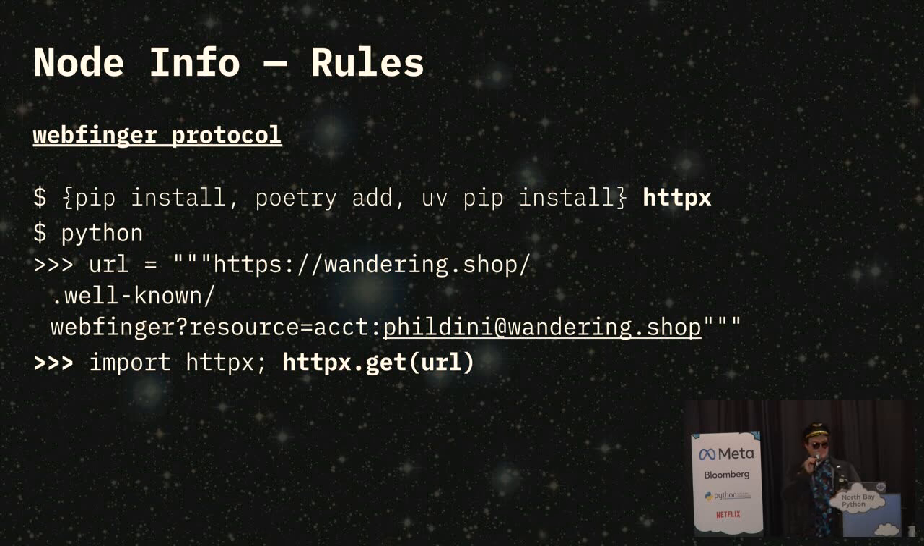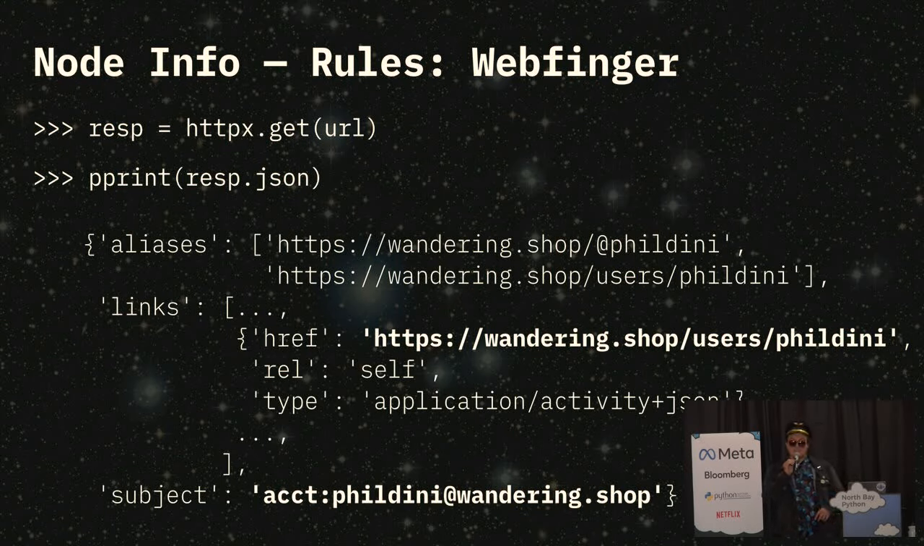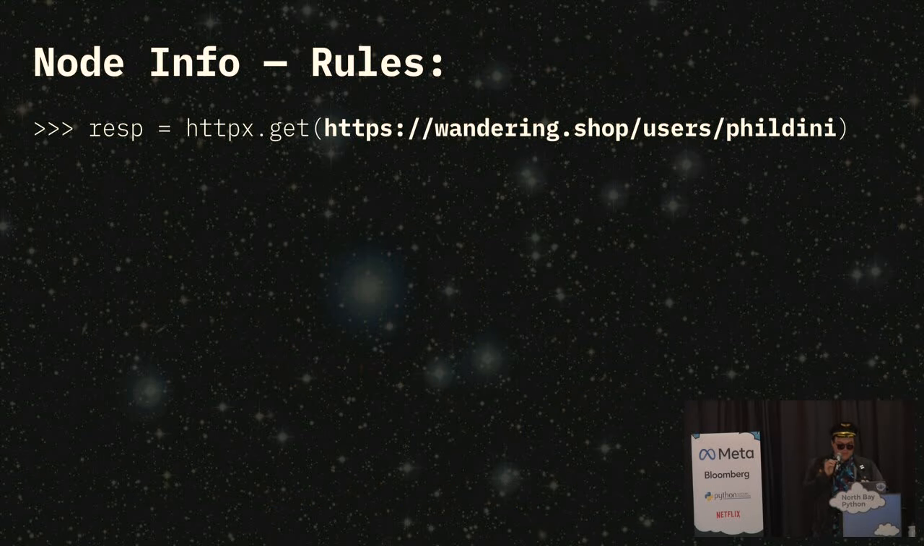We're going to import HTTPX, and we're going to get that URL, print out the JSON, and we get this. It tells us a bunch of information about the account, including a link to more details about the account. So let's talk about what just happened here. We asked the server, hey, tell us about this account that lives at this particular address, Fildini at wandering.shop, and it told us a bunch of information. So we're going to get that URL to figure out how we can actually make contact with that account.